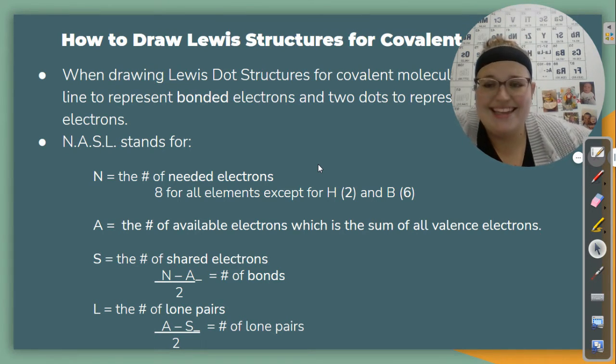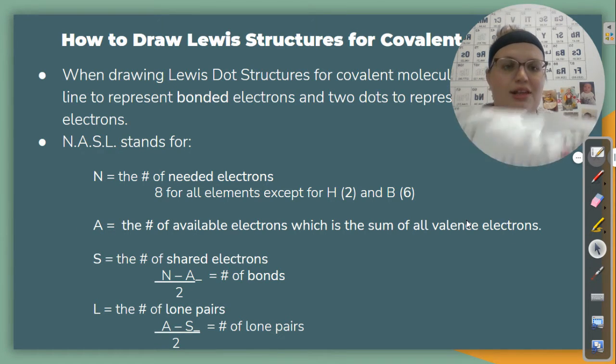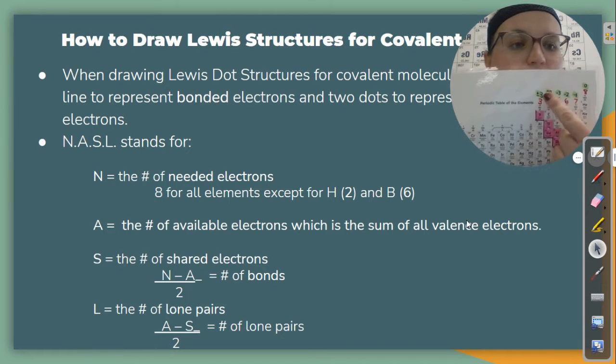So for N, needed, all atoms need 8 electrons to fill their octet, except for hydrogen that needs 2 and boron that needs 6. Those are your only 2 exceptions. A is available. This is the sum of all the valence electrons. So that's looking at these numbers that I've written in red across the top here.